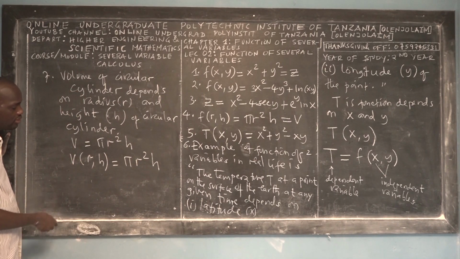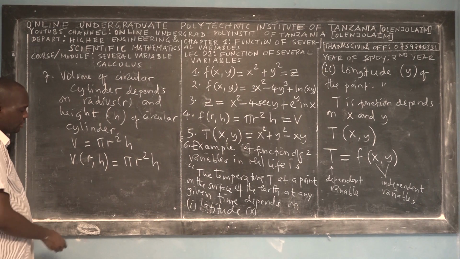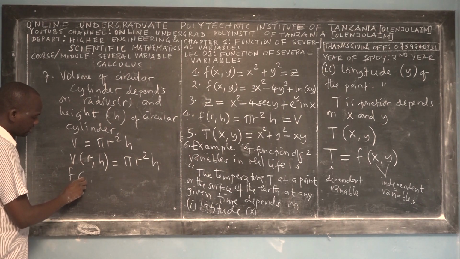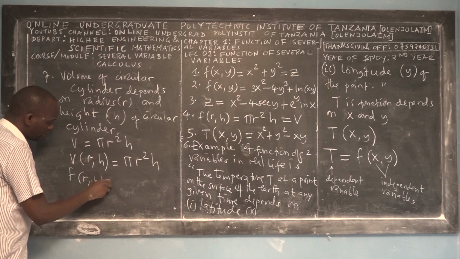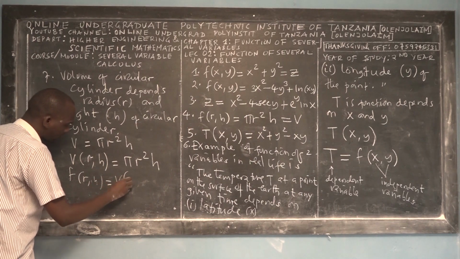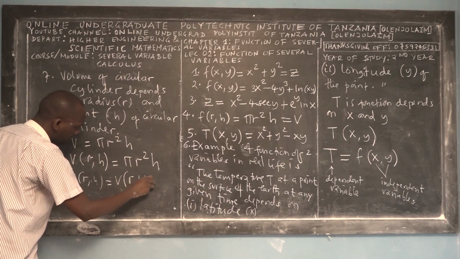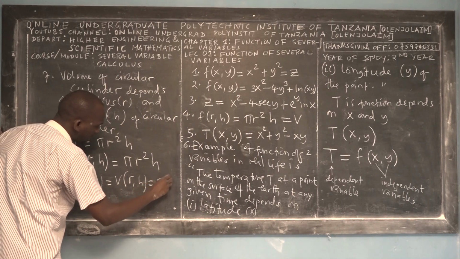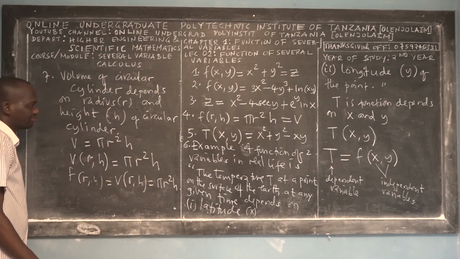Right? So this is a function of several variables. Possibly we can also write that f(r, h) is equal to the volume, a function of r and h, and this is equal to pi r square h. Beautiful.